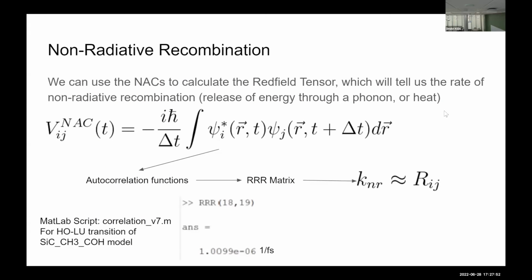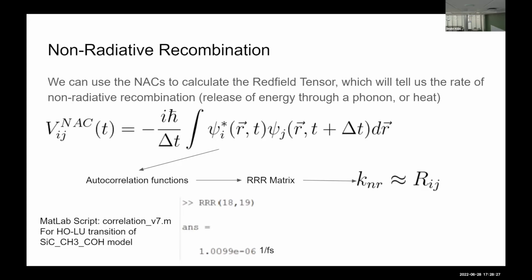The other pathway that charge can relax is through non-radiative decay. The way it will lose energy, instead of through a photon, is through a phonon, or just heat that gets released into the rest of the system. And this is what we were calculating before when we were calculating the Redfield tensor. It will follow the exact same process that we did before, where we'll just use the autocorrelation functions and get the triple R matrix. And that's going to be approximately equal to the non-radiative rate.